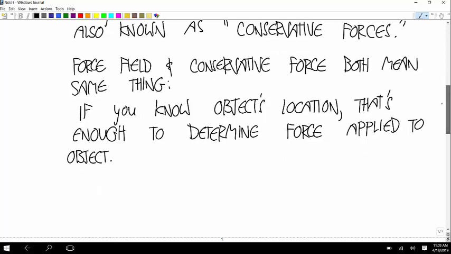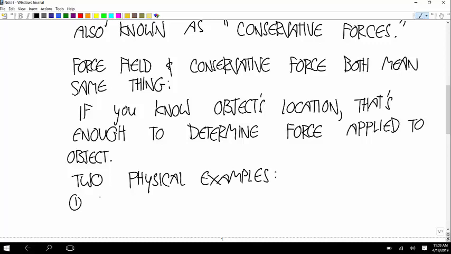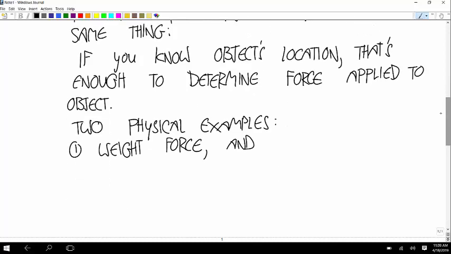For us, there are going to be two physical examples, and then there'll be some problems that are more mathematical too. But the two physical examples that we'll use are first the weight force, and second the force applied to an object by a spring.